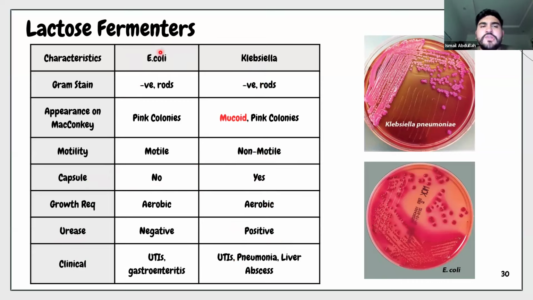Usually, E. coli questions are more targeting UTI infections. Klebsiella, most of the time it's pneumonia, and usually it's a hospital-acquired infection. I even see it sometimes in liver abscess questions. But so far, this is it for Klebsiella and E. coli. So is this clear?